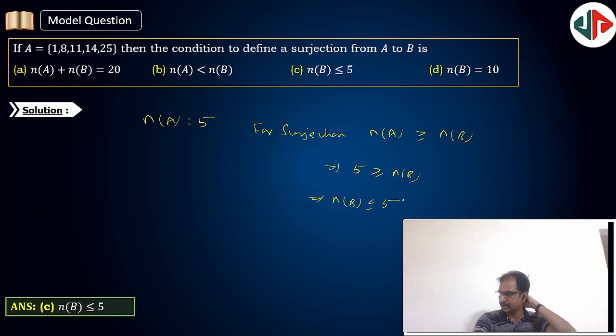So for a surjection or onto function, the condition is that n of A should be greater than or equal to n of B. n of A is given as 5. So 5 is greater than or equal to n of B, which means n of B is less than or equal to 5.